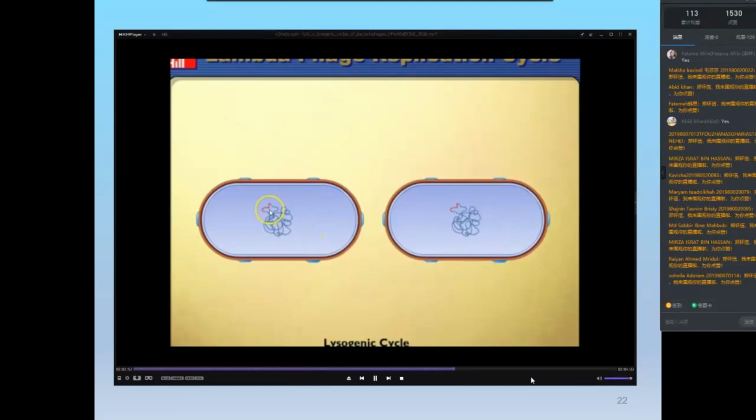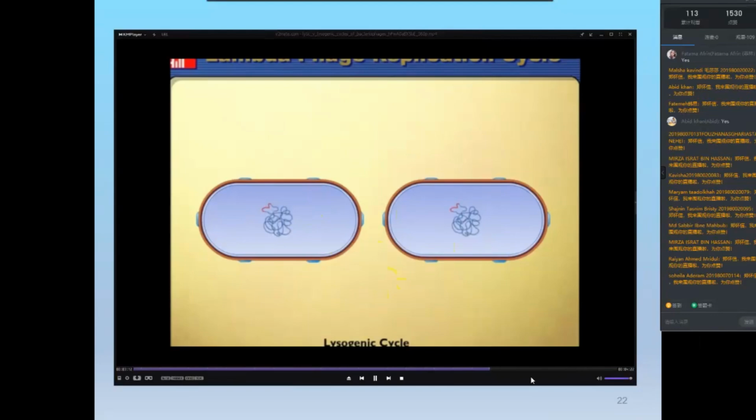And every time it divides, that little teeny piece of DNA from the phage, which is referred to as prophage DNA, is going to be carried from generation to generation. So now you have potentially millions, if not hundreds of millions of bacteria that all have this little piece of viral DNA.